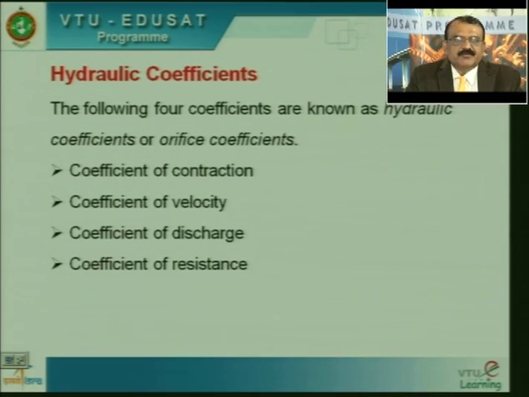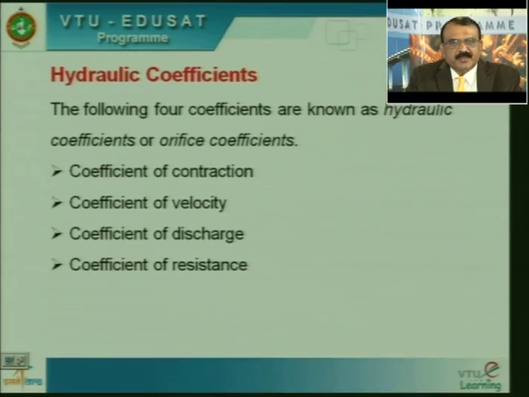We also define the coefficient of velocity, CV. What is this coefficient of velocity? It is defined as the ratio of actual velocity divided by theoretical velocity, V actual divided by V theoretical. Now, in the pitot tube, we derived an equation for this velocity, V is equal to root of 2gh.